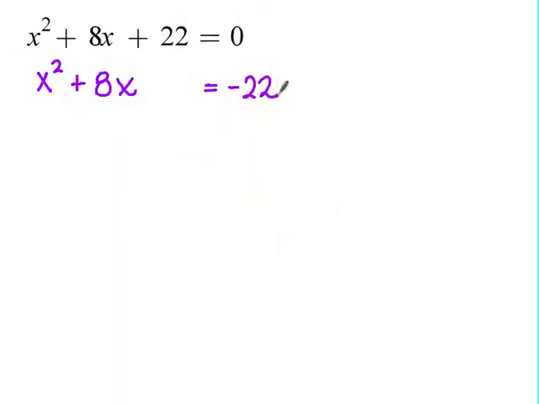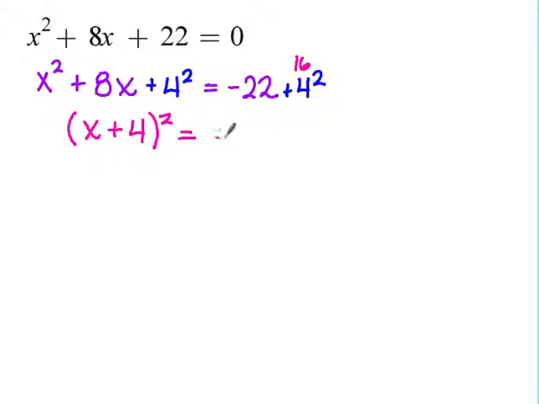Okay, so far so good. Yep, so 4 squared to both sides. Okay, so I've taken half of the 8, and then I've squared it and added to both sides. What am I left with on the left side? X plus 4 quantity squared. On the right side, what do I get? Negative 22 plus 16. Negative 6.